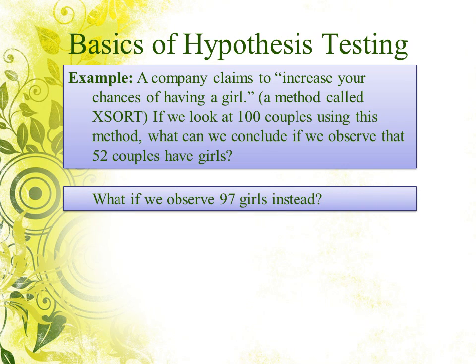However, if instead we observed 97 had girls, now this is very unlikely if this XSort method didn't work. So according to the rare event rule, we observe something that would happen very rarely, so we can assume that it's not just a 50-50 chance now, and that this XSort method actually does work.